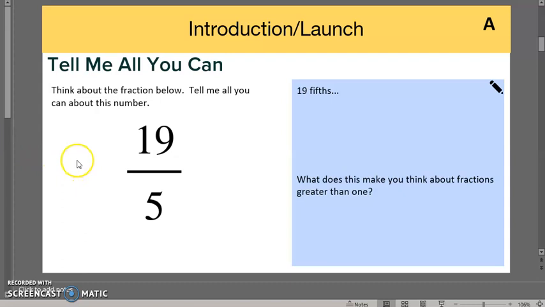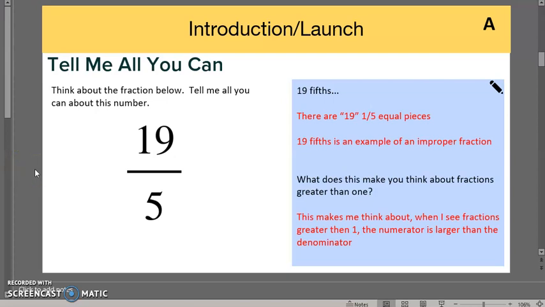First question that we're going to be discussing is, we want you to think about the fraction below. Tell me all you can think about this number. You can pause the video, write your responses, and then resume. We'll be moving on to the next slide right now.